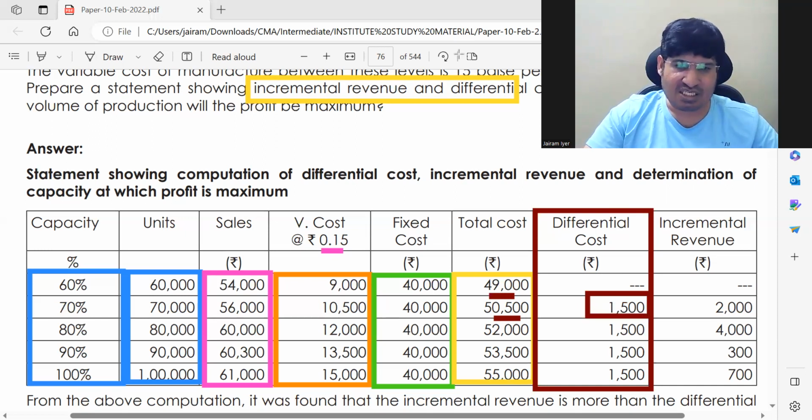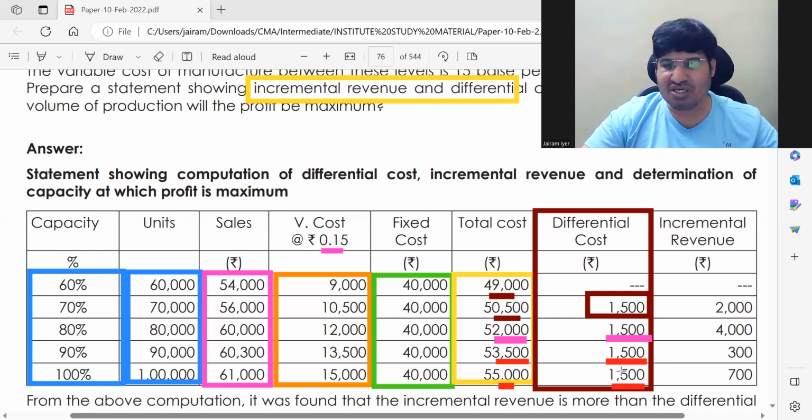Now for the next one, you have to compare with the previous one. For 52,000, we'll compare with 55,000, and write the answer here. After that, again, you compare 53,500 with 52,000, and 53,500 minus 52,000 gives you this. So this is our last one also. These are your differential costs at these activity levels.